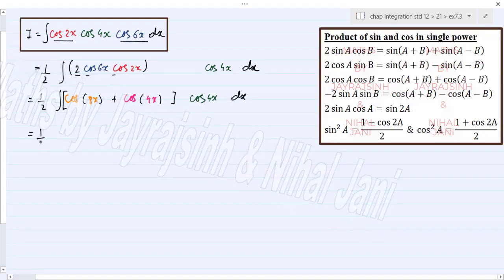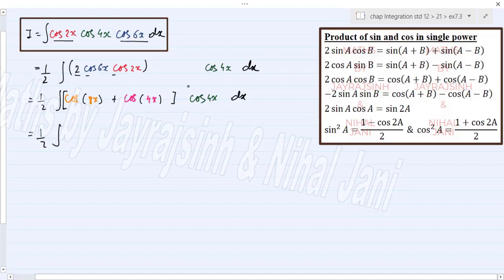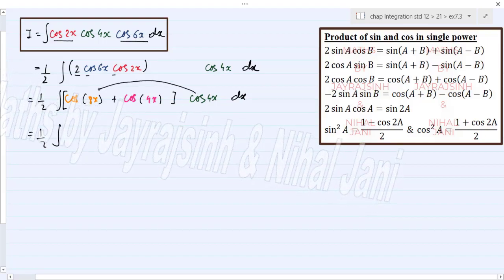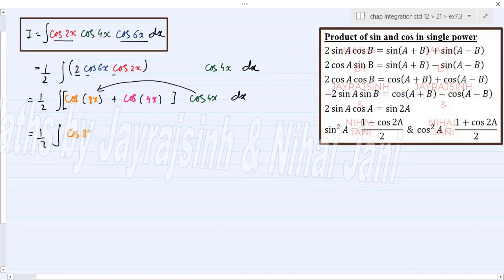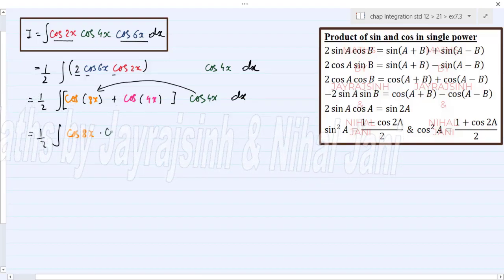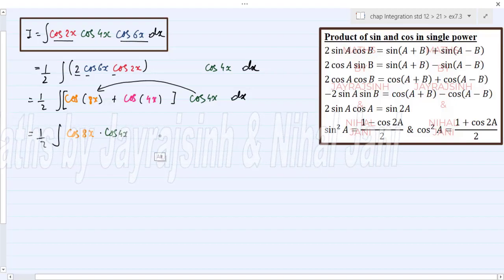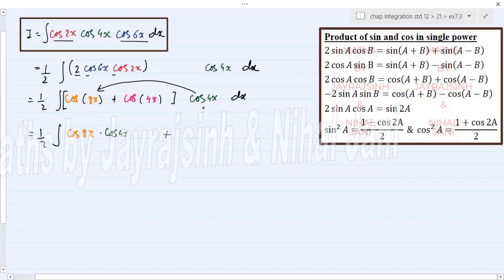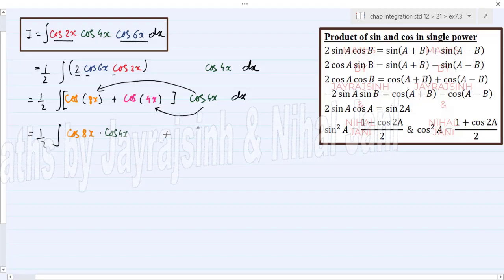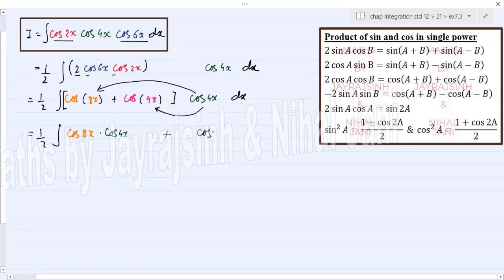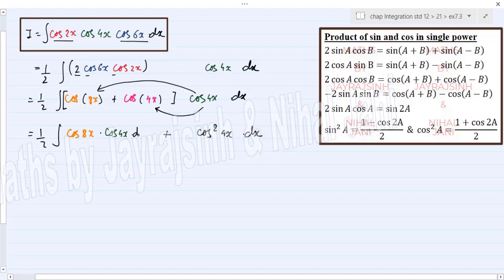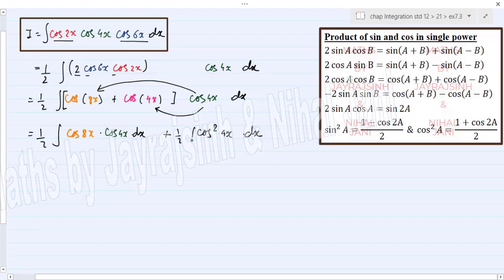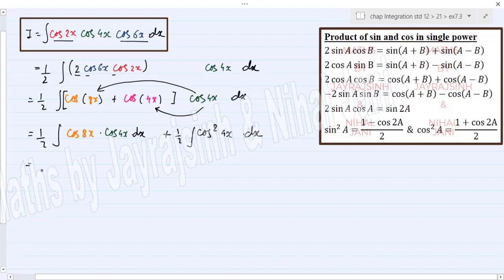Now, for further simplification, we have to open the bracket. Cos 4x will multiply with cos 8x to give us cos 8x into cos 4x, plus cos 4x into cos 4x will give us cos square 4x. So let's give separate integration. So now let's integrate one by one.